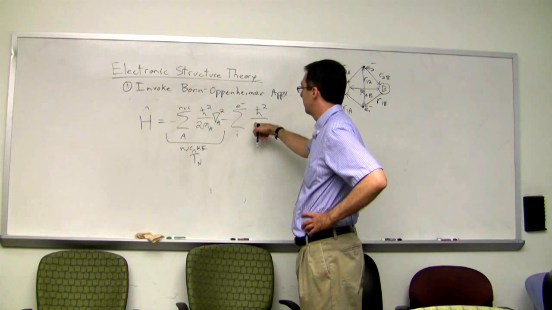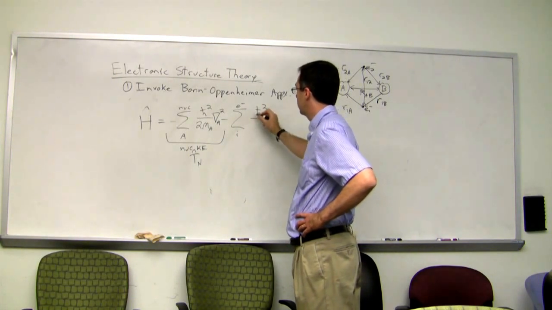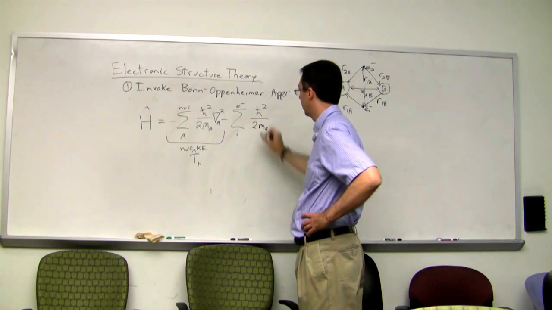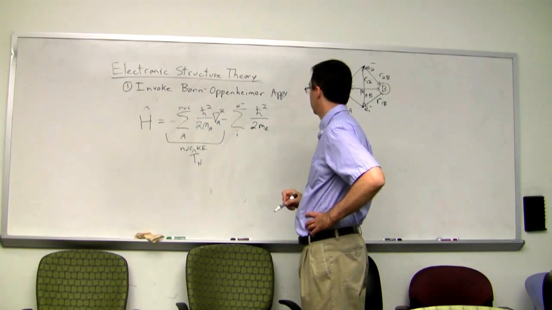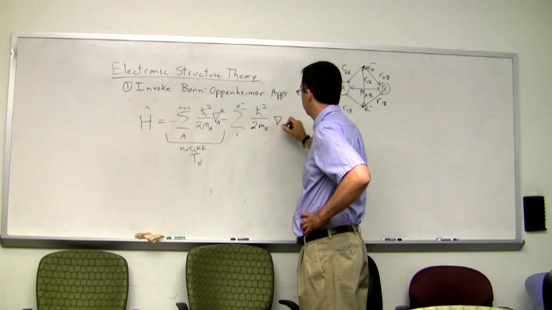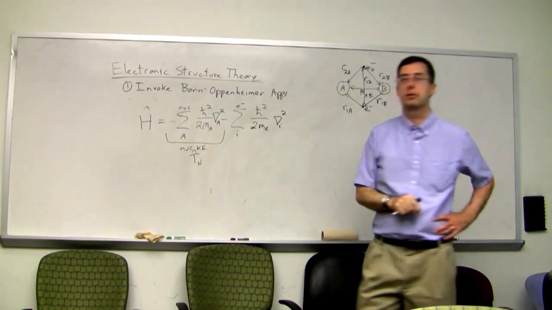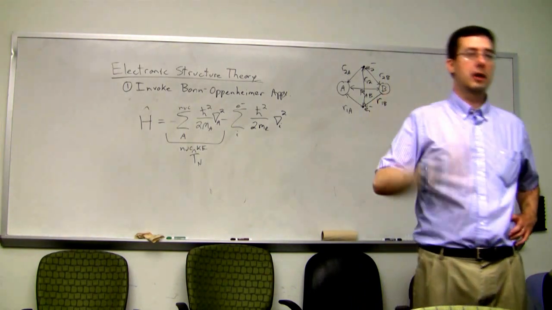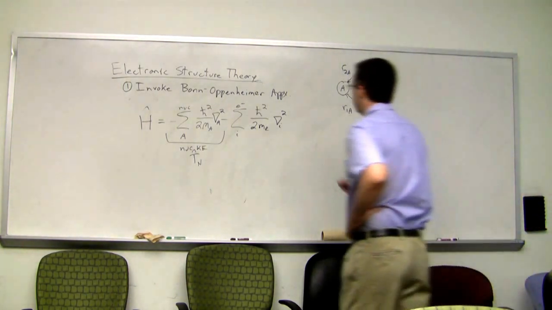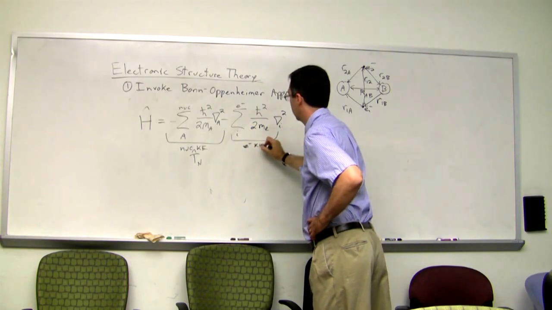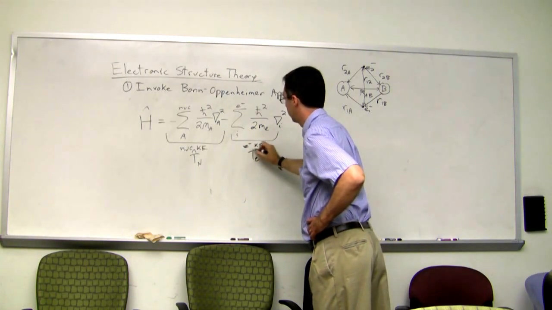Then I have a similar term for electrons, so I have minus h bar squared over 2 times the mass of the electron, and all the electrons have the same mass. So that's good. Del I squared, now I'm taking the second derivatives with respect to x, y, and z coordinates of electron I. That's my electron kinetic energy, which I'm going to call Te.